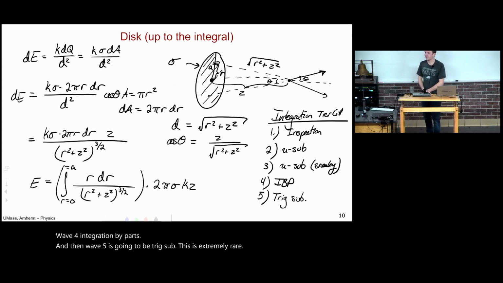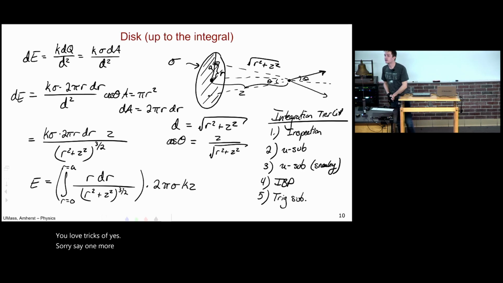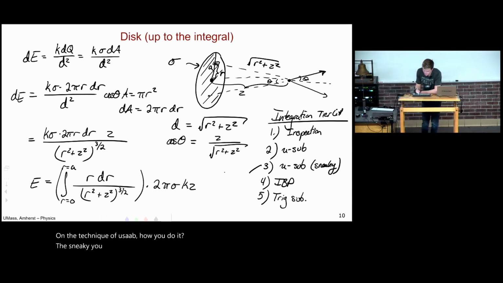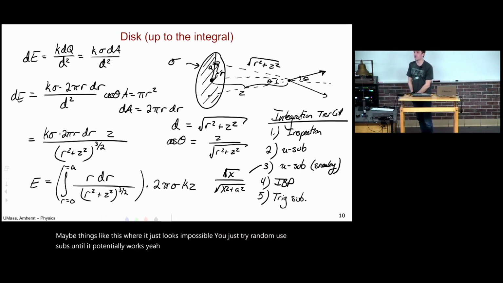You love trig sub? Yes. Sorry, say one more time. On the technique of U sub, how you do it? Oh, the sneaky U subs? Things like 1 over square root of x squared plus a squared. Maybe things like this, where it just looks impossible. You just try random U subs until it potentially works. Yeah, you'll see them sometime. You'll know when you get hit with one.